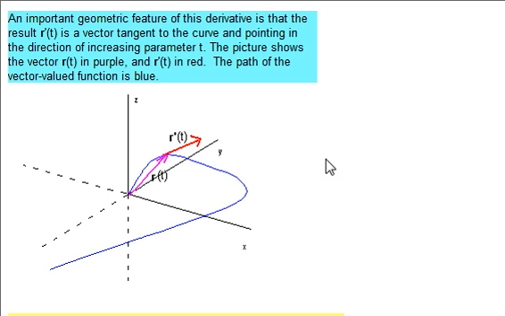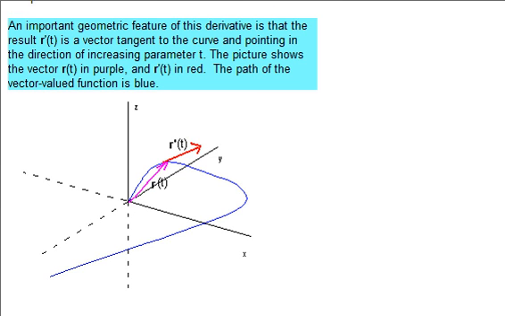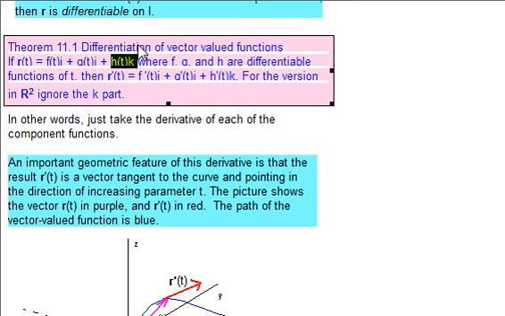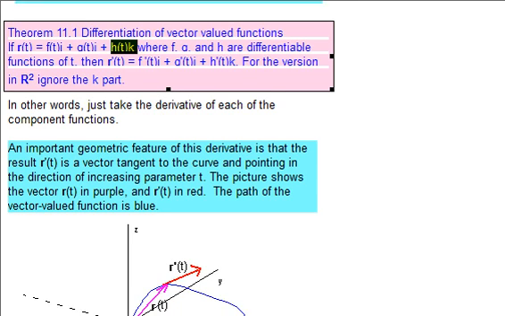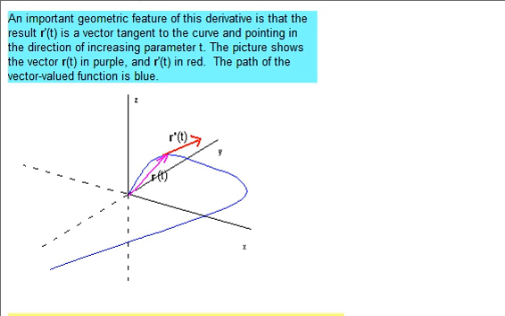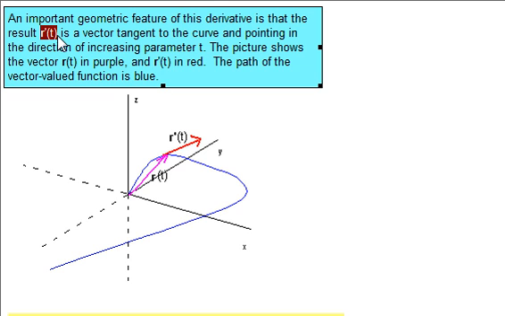So a very excellent question concerning this concept of a derivative of a vector valued function is, when you take the derivative of a vector valued function, what do you get? Well, the result, r prime of t, is a vector tangent to the curve, of course at point t, and pointing in the direction of increasing parameter. In other words, pointing the way that the curve that's being drawn is increasing.